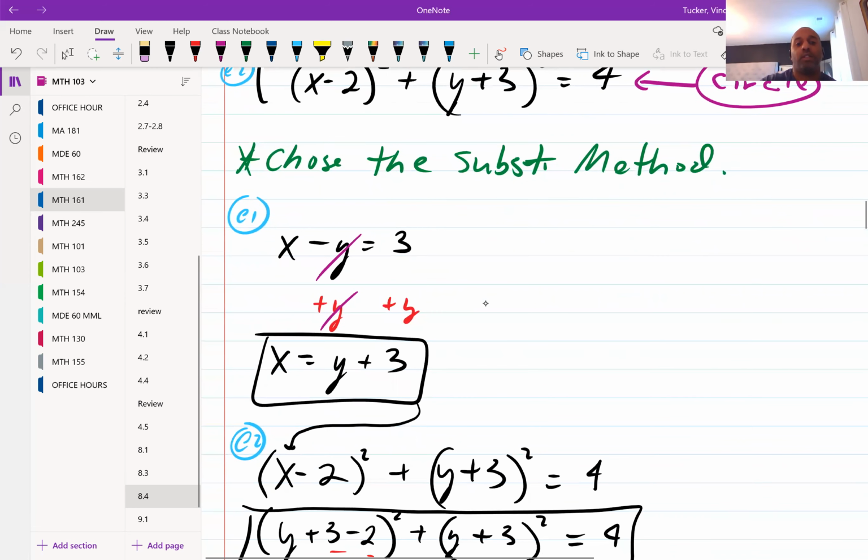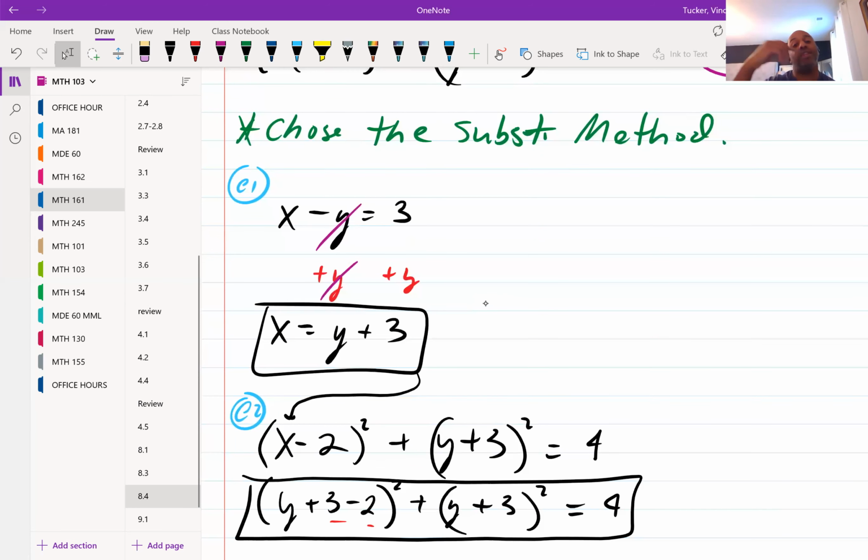Now I'm going to plug y plus 3 in for x in the other equation. My other equation was x minus 2 squared plus y plus 3 squared, and that's going to be equal to 4. Plugging in y plus 3 for x, I have y plus 3 minus 2 squared plus y plus 3 squared equal to 4. Let me see if I can bring that down some.